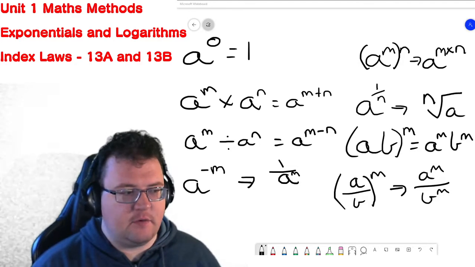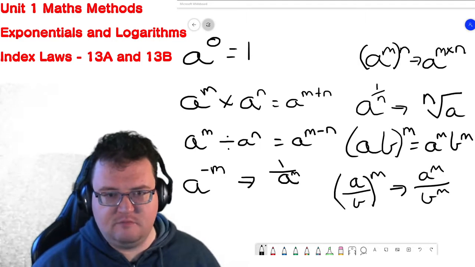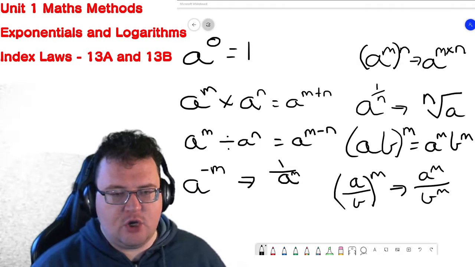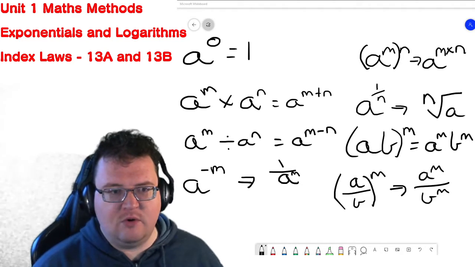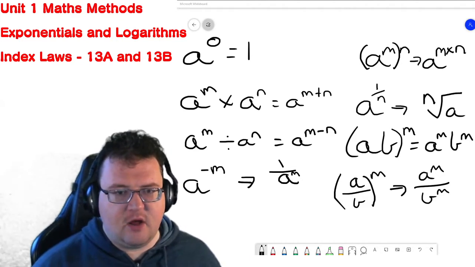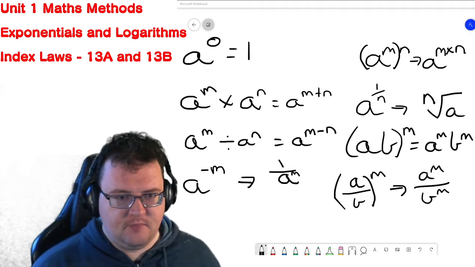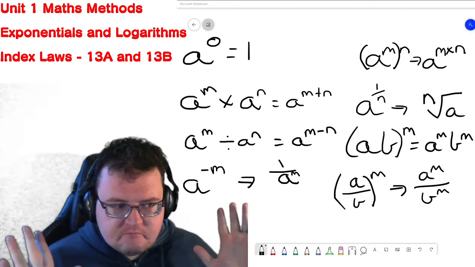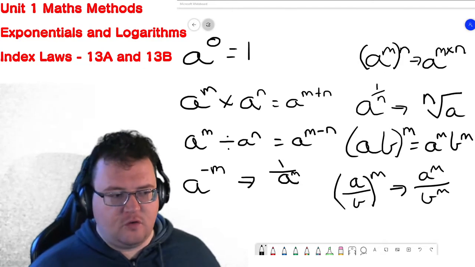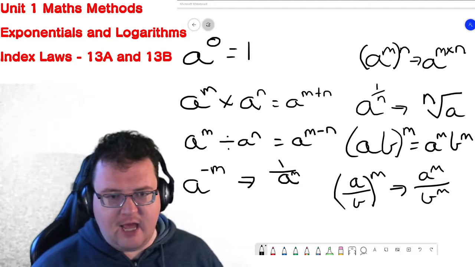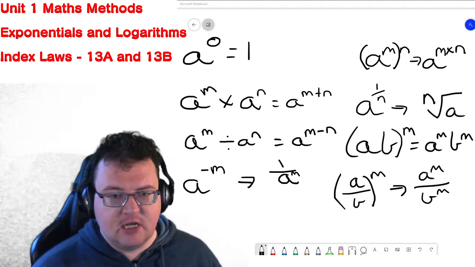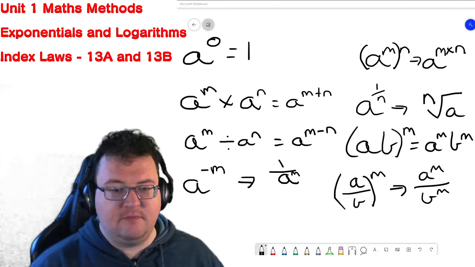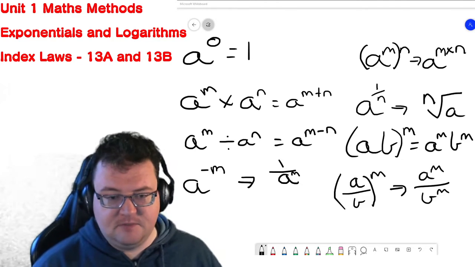So we've got a to the 0 is 1, so anything to the power of 0 is just 1, flat out. There is no way to get powers that equal a negative number or powers that equal 0. Even 0 to the 0 is 1. So if I have two indices or two exponentials that have the same base and I'm multiplying them together, I add the powers. If I am dividing them, I'm subtracting the powers.